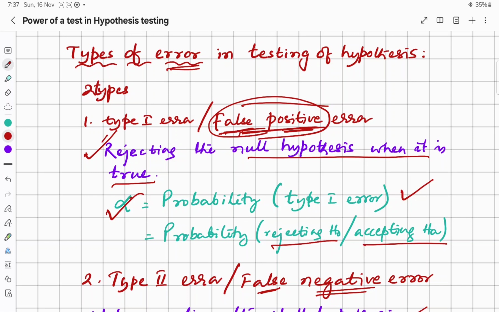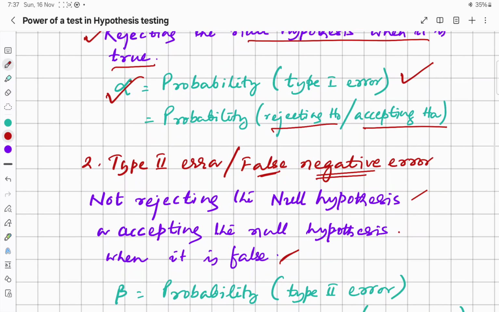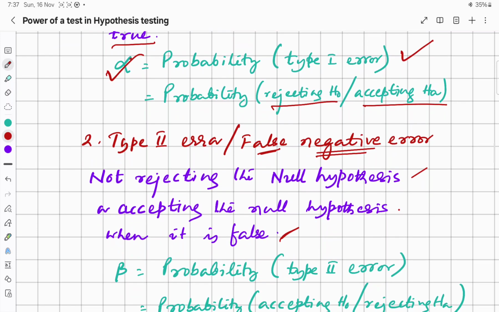During testing of hypothesis, we can come across two types of error, type 1 error and type 2 error. Type 1 error is called false positive error and type 2 error is called false negative error. Type 1 error, or false positive error, is when we reject the null hypothesis when it is actually true, and type 2 error, or false negative error, is accepting the null hypothesis when it is false. That means we are not rejecting the null hypothesis when it is false.